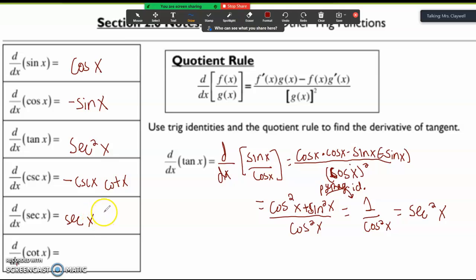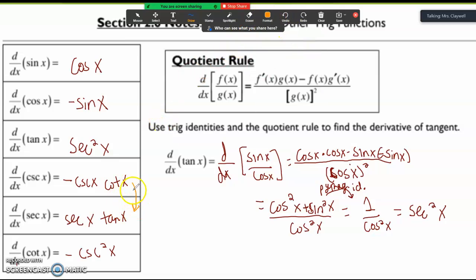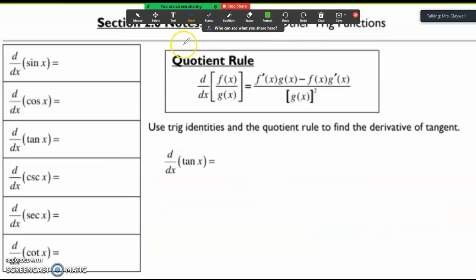The derivative of secant is secant x tangent x. The derivative of cotangent is negative cosecant squared x. Notice how these two seem to be pairs with everything being opposite. And then my tan and my cotangent are pairs. So you now know all your trig derivatives. So moving on to the next part.